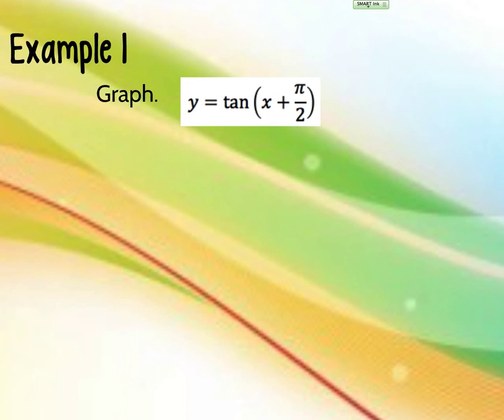So our first example is we're going to graph the tangent of x plus pi over 2. Remember, if it's plus on the inside, it's moving it left or right. Normally we think pluses go right, but because it's on the inside, it's actually going to go to the left, pi over 2 units.